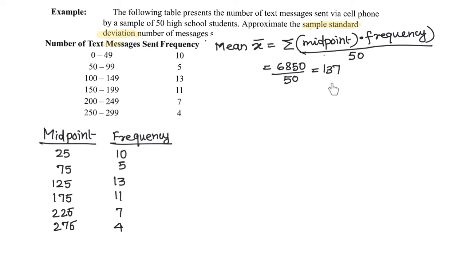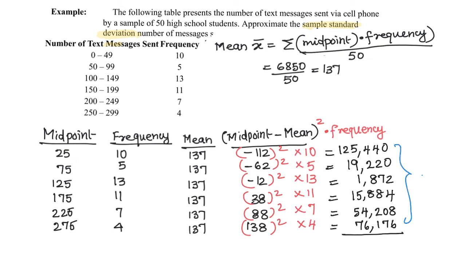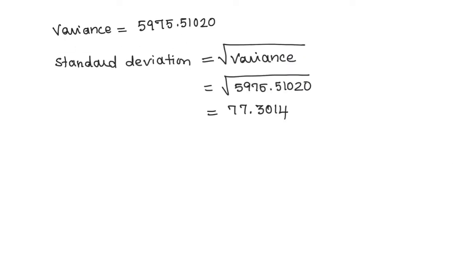The next step is to find the difference between the midpoint and the sample mean. Then square each one and multiply by the corresponding frequency. Then add all these and divide by n minus 1, so 50 minus 1. Then take the square root to get the standard deviation. If you take the square root of the variance, you will get the standard deviation.